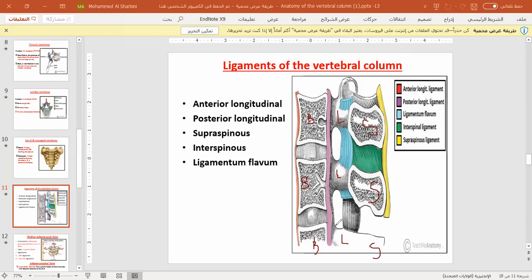Fine. I want to connect these vertebrae together. Number one, I want to connect the bodies together from anterior. The bodies are connected by this ligament from anterior, and this ligament is named the anterior longitudinal ligament. Fine. If I connect the bodies from the posterior together like that, what is the name of this ligament?